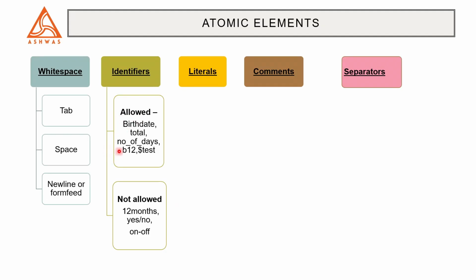All right, let's go over to the next category of atomic elements, which are the literals. Now, when we say we have an identifier, the identifier is the name given to the variable, and literal is the value given to it. So, very easily put, the value that any variable will hold is the literal. Again, there are some rules in the language pertaining to the literals. These are some examples.